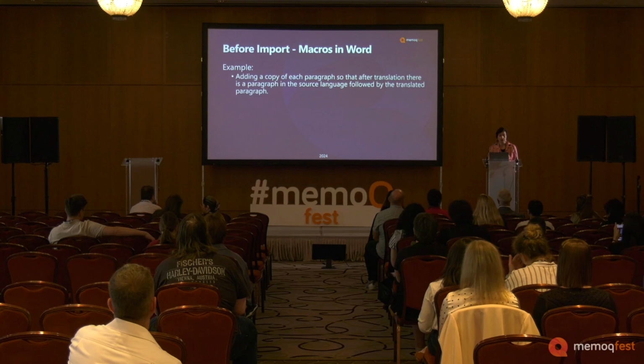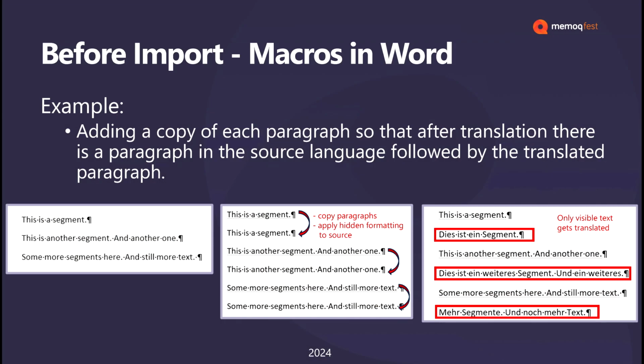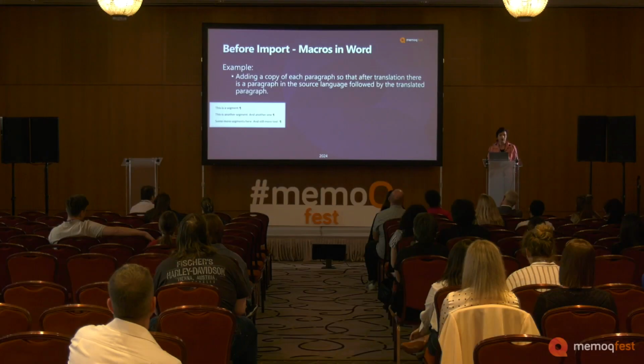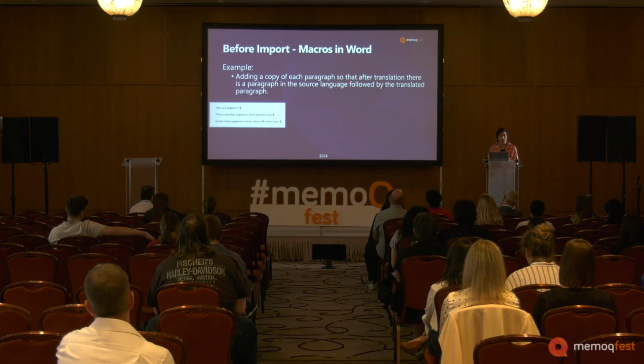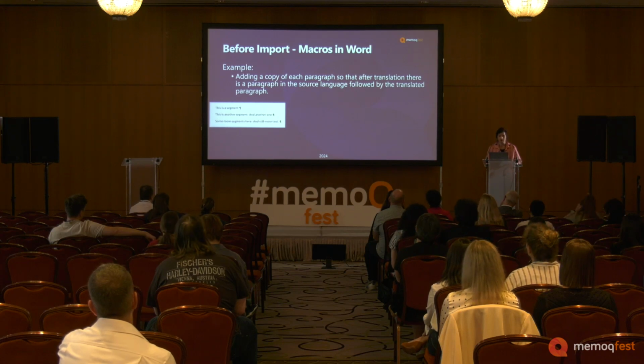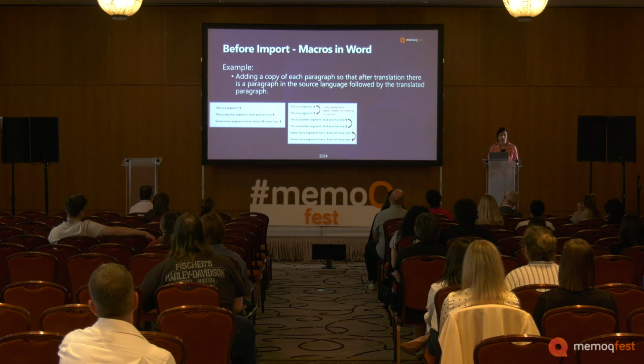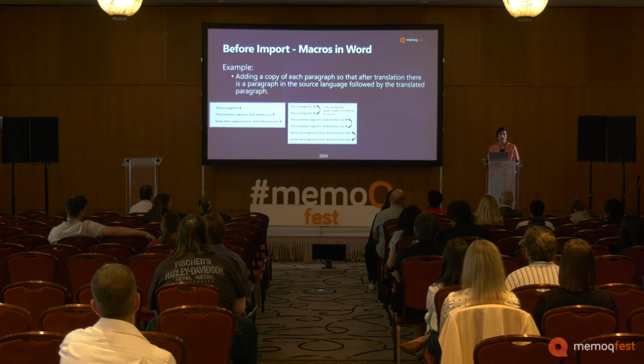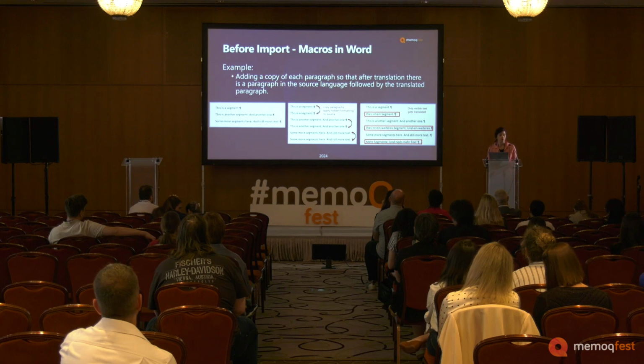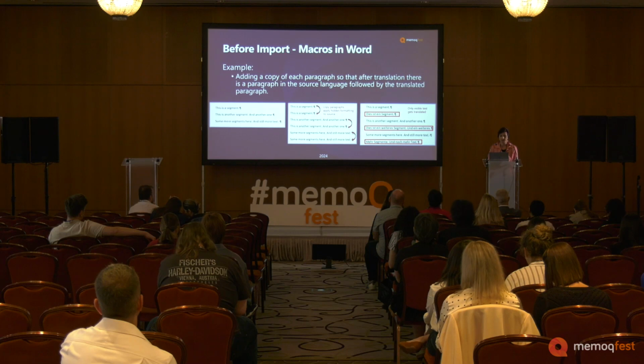Another example would be, I had a client that said, okay, I have this source text, and after translation, I would like to have the translation in the paragraph below. So each paragraph should show first the source text paragraph and then the translated paragraph. Of course, we can now go and do copy-paste, but we can do that with a macro. We can copy the source text, insert it after the source text, hide the source text, and then import the file and translate only the visible part. And in the end, we would have this nice structure that the client wanted. So this is a really very simple Word macro that can be run.